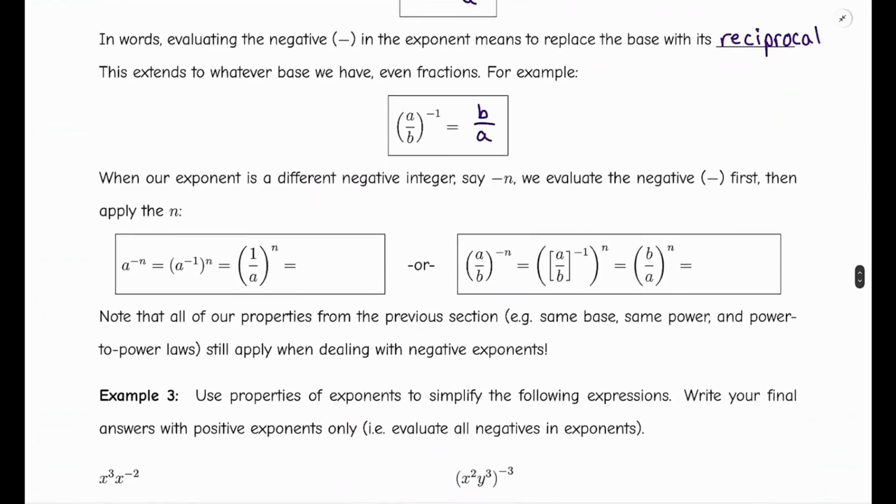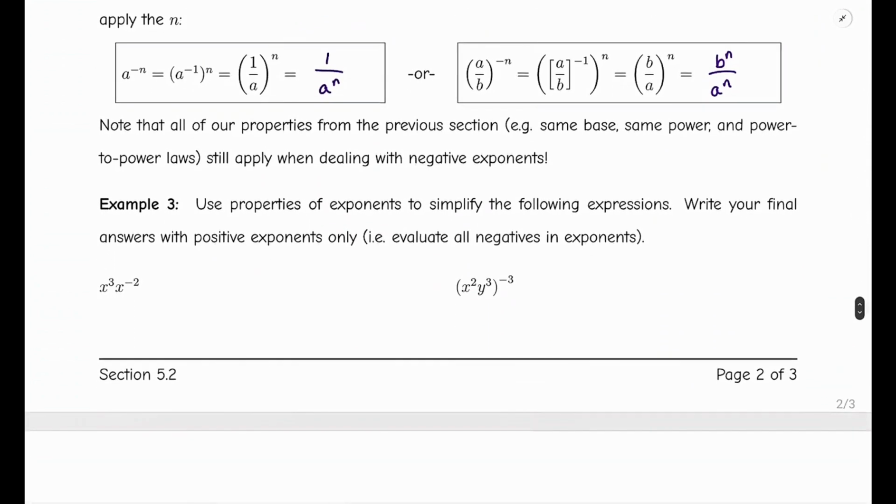When our exponent is a different negative integer, say negative n, we evaluate the negative first, then apply the n. So a to the negative n is the same thing as a to the negative 1 to the n, which we know a to the negative 1 is 1 over a. Well, this will just become 1 over a to the n. And then this will become b to the n over a to the n. Note that all our properties from the previous section, for example, same base, same power, and power to a power laws, still apply when dealing with negative exponents.